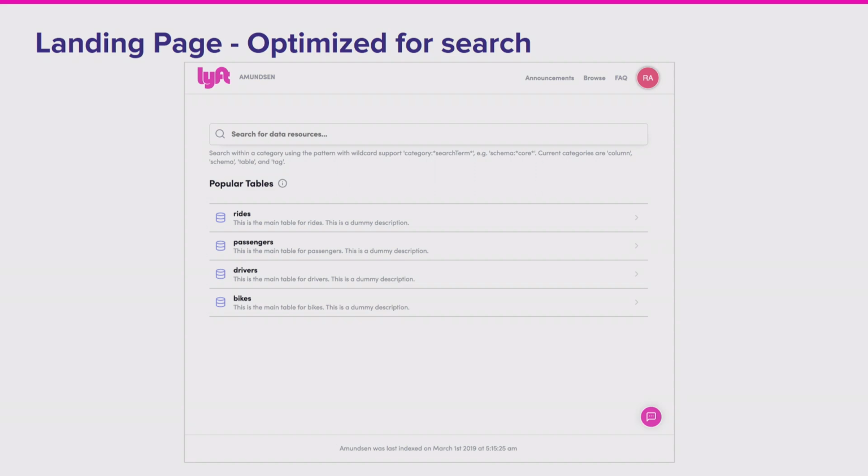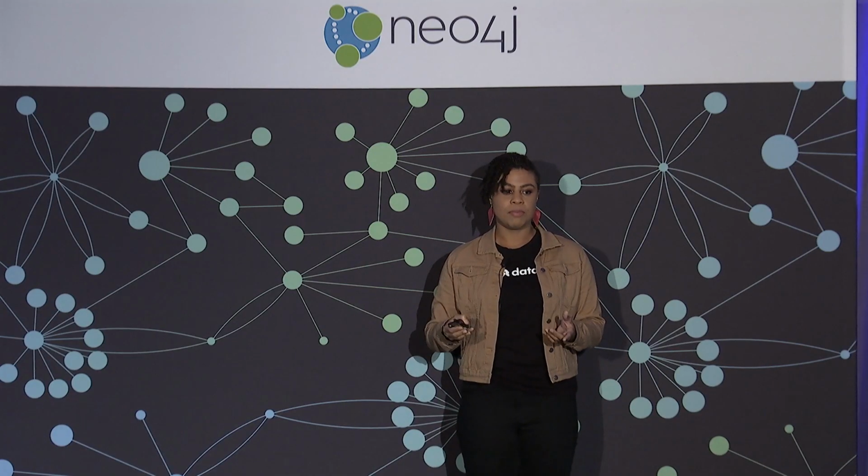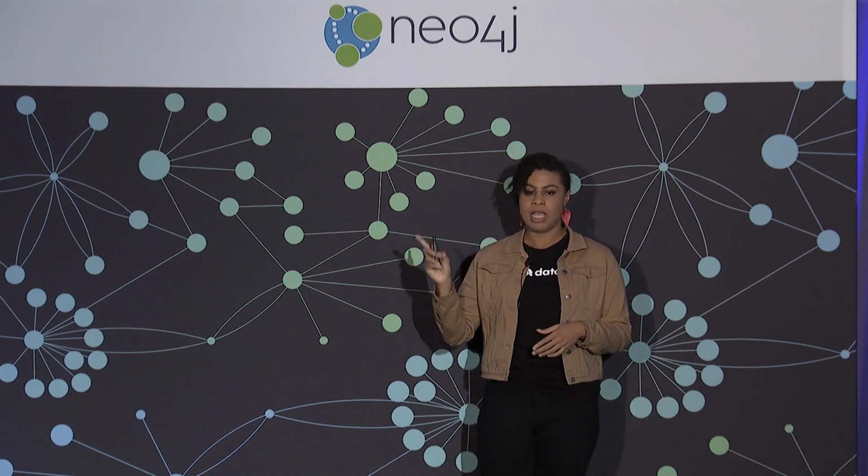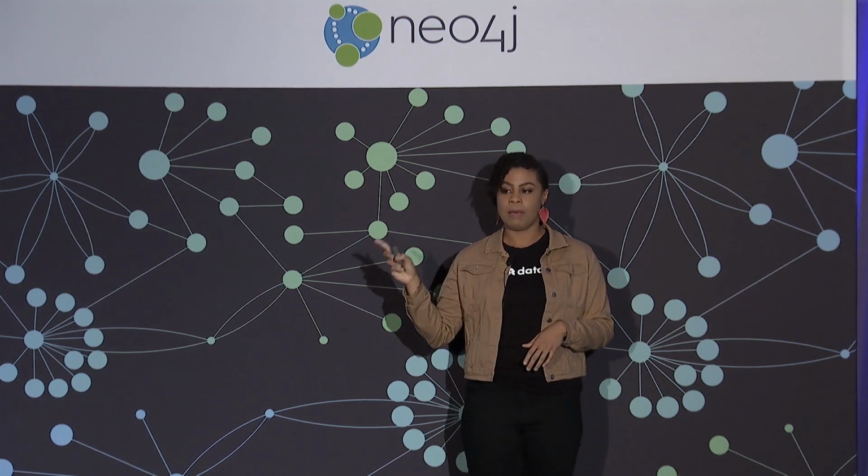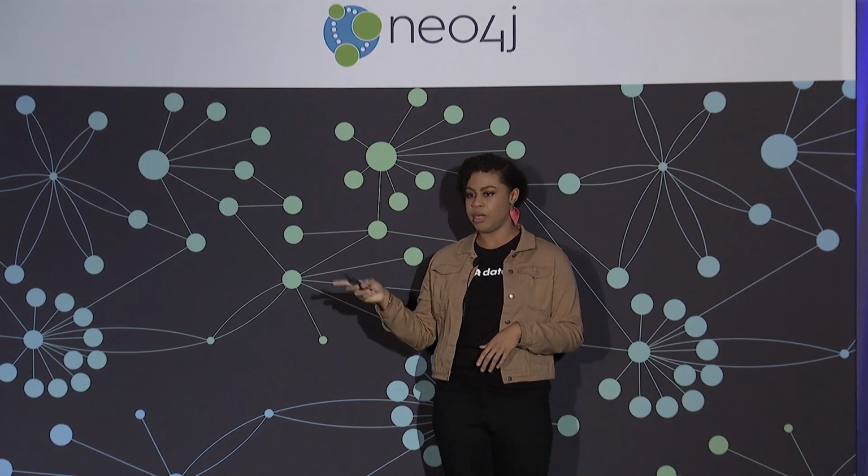We also wanted the landing page to help users who don't really know what to search for when they get here. So we created this concept of popular tables, and we display the top used data resources in our organization. If someone comes to Amundsen and they're not sure what to search for, they could start with some of the more popular data resources and continue their discovery from there.